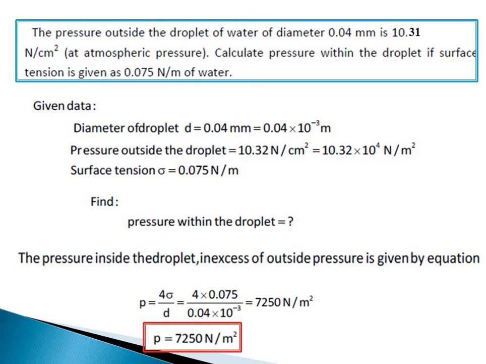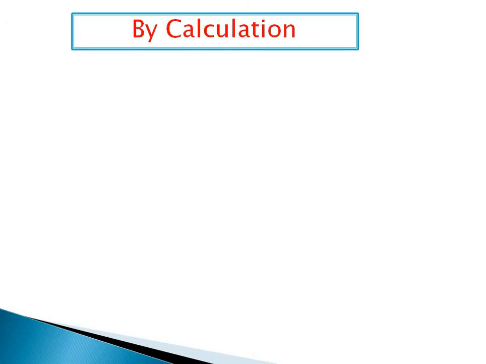Now in this problem, the interesting thing is that there is no effect of pressure from the outside, because here it is clearly mentioned that it is a droplet of water. Suppose it were a droplet of air bubble, then it would be required to consider the atmospheric pressure, or pressure from the outside. So that point you should always remember.